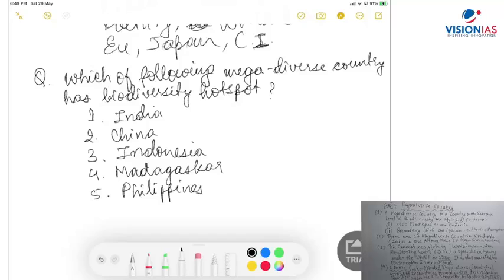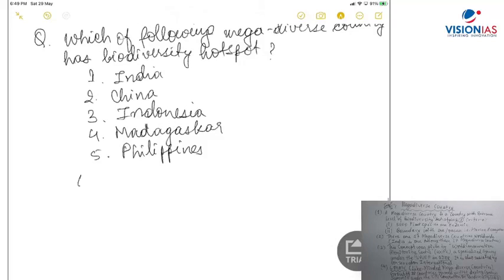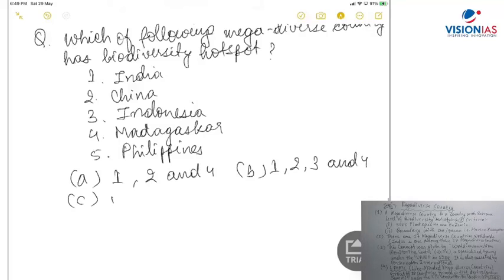And let's say you have a choice here: A, 1, 2 and 4; B, 1, 2, 3 and 4; C, 1, 2, 3 and 5; and D, 1, 2, 3, 4. It's a very simple direct question I am giving there.